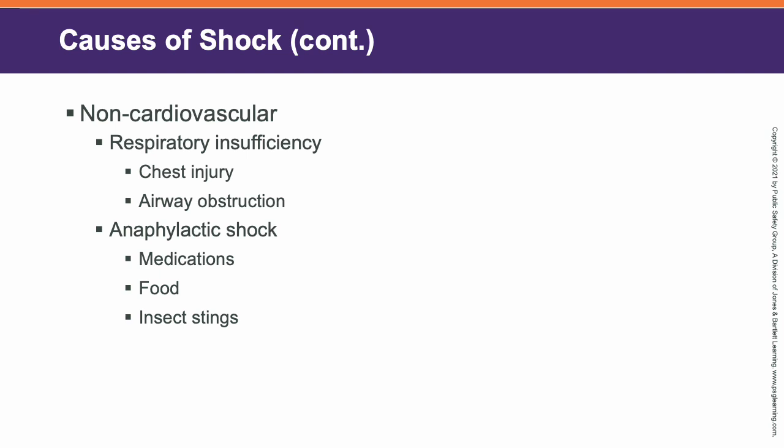The other type of non-cardiovascular shock is anaphylactic shock. Anaphylaxis, which we're going to talk heavily about at the end of this chapter, is when someone has a very severe allergic reaction to something. It could be a lot of different things: medications, food, insect stings, any of that can cause anaphylactic shock. With anaphylactic shock, most of the time, the airway gets cut off, and so oxygen is not able to enter the lungs, and therefore you're not able to get oxygen into your blood to deliver to your body.